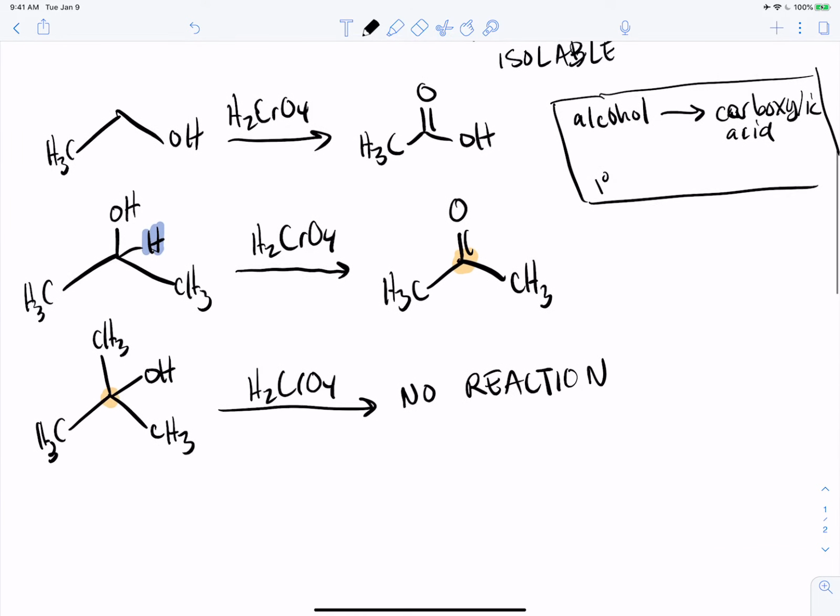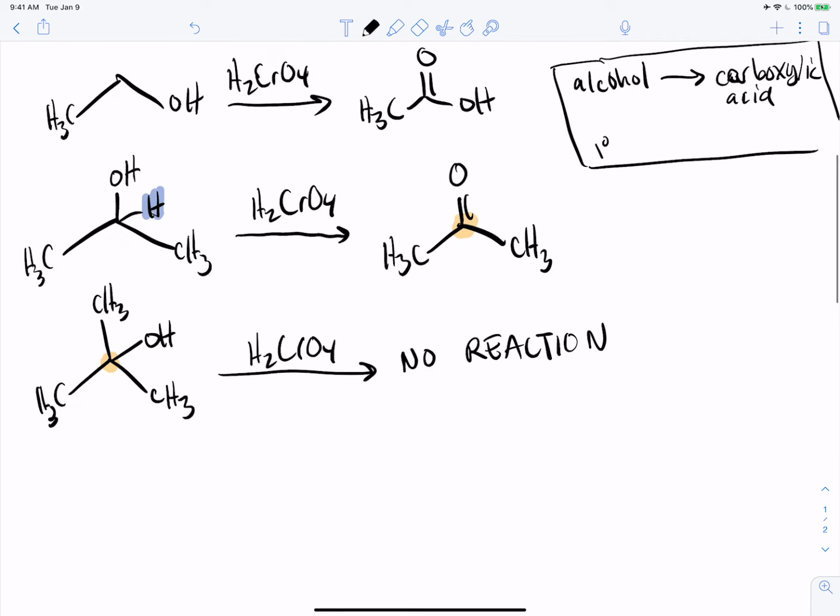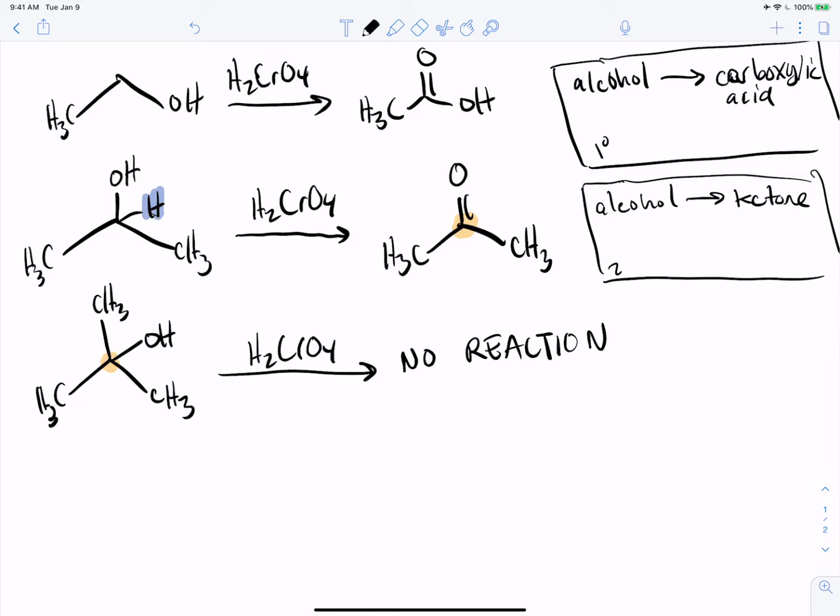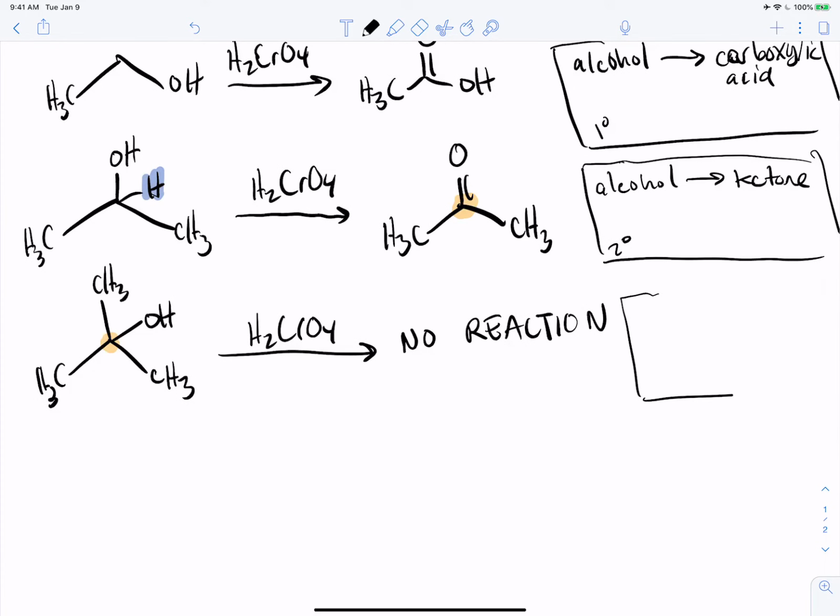So if we take a primary alcohol and treat it with chromic acid, we get a carboxylic acid out of it. If we take a secondary and we treat it with chromic acid, we get a ketone out of it. And if we do a tertiary, you don't have to necessarily make a flashcard for this if you understand. But if I have a tertiary alcohol, I'm going to get no reaction with chromic acid. And that's because there's nothing to oxidize. In a sense, it's in its highest oxidation state it could be in already without breaking carbon-carbon bonds.